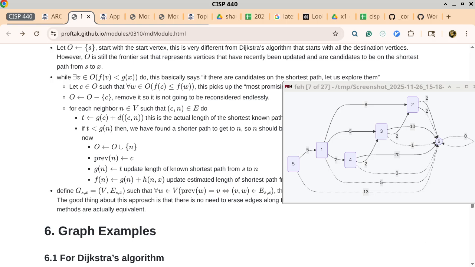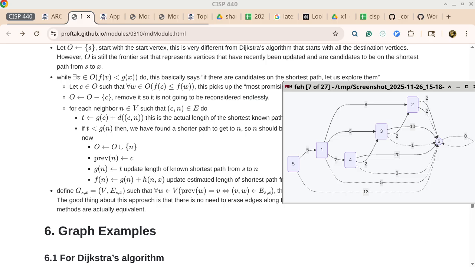What about f of s? Since the set O only has the element s right now, the only element we need to consider is f of s. So how was f of s defined? It's the start vertex, right? How was the f value of the start vertex defined? In other words, you plug in S as V. So it becomes really just the h value, or the heuristic value, from the start vertex to the destination. So that would be 13.